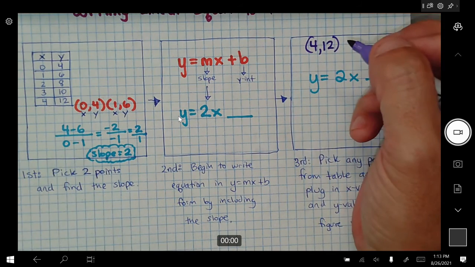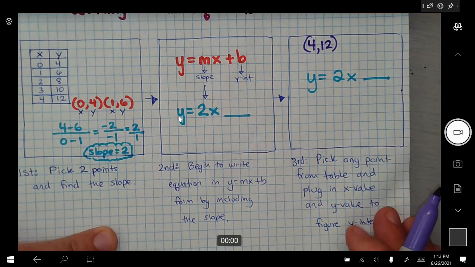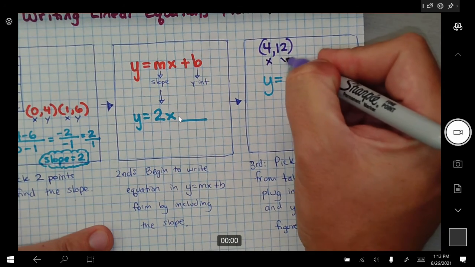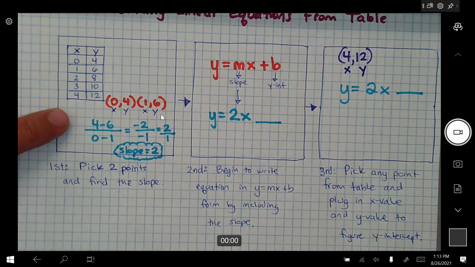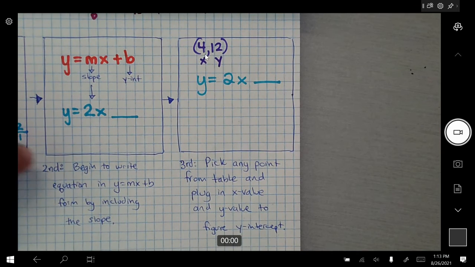I got you. Thank you for yelling at me there. There we go. 412. Now, is 4 my x value? 12 is my y. All right, where did I find that? In my table. You can pick any one of these coordinates. Any one of them will work. So let's just focus on this last box.